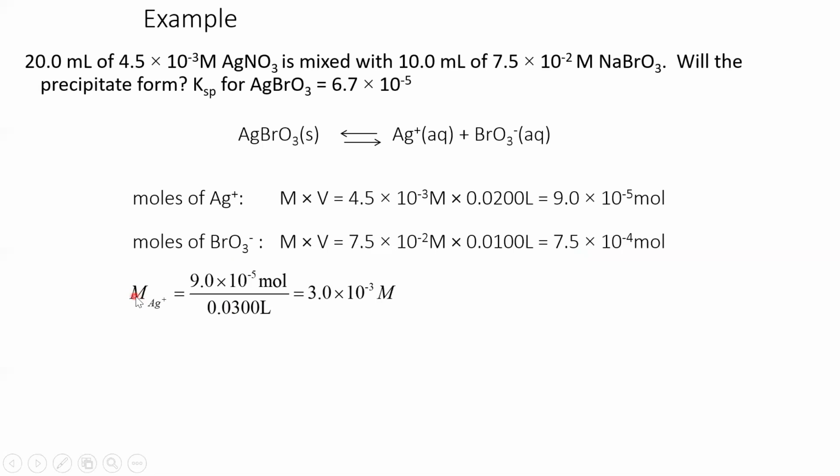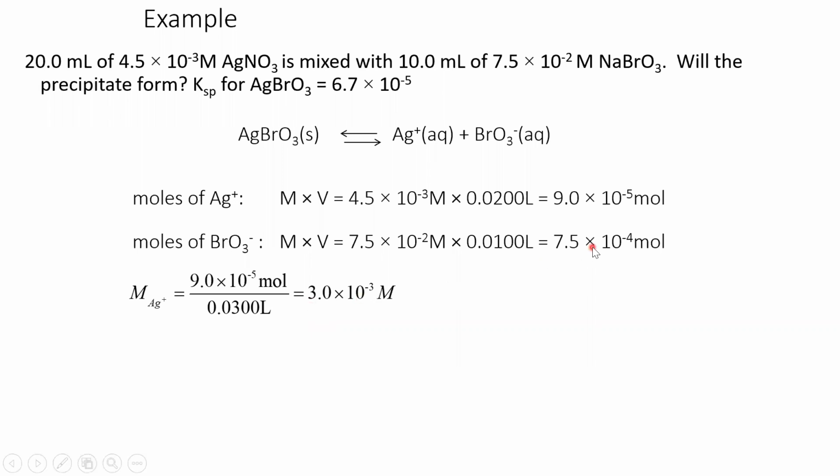Well, we need to calculate molarities. To do that, we're going to take the moles and divide it by the volume. So for the silver ion, our moles are 9.0 times 10 to the minus 5. The volume is the total of the 20 milliliters plus the 10 milliliters, so that gives us 30 milliliters. We're going to convert that to liters. Moles per liter gives us the molarity. So the molarity of the silver ion in this mixture of two solutions becomes 3.0 times 10 to the minus 3.